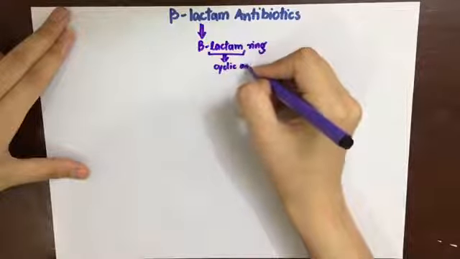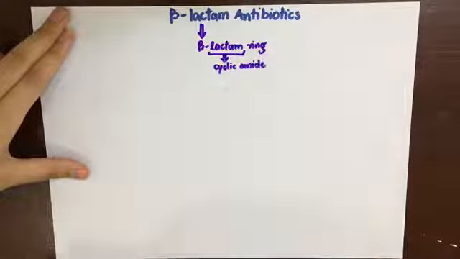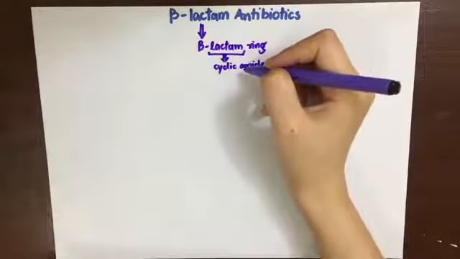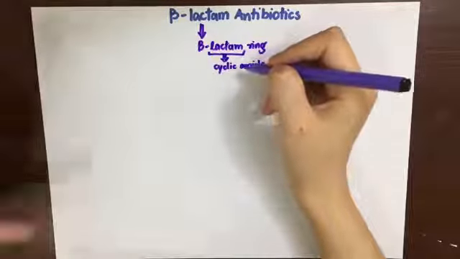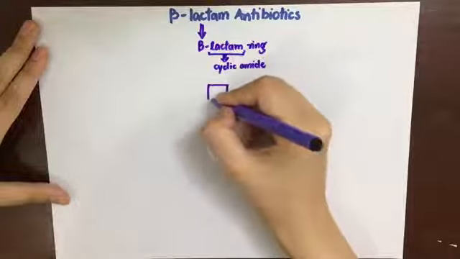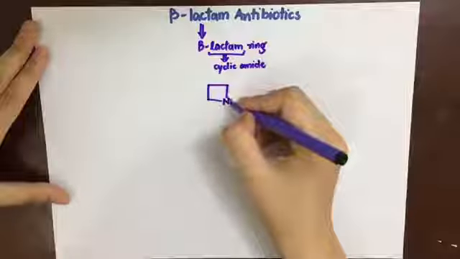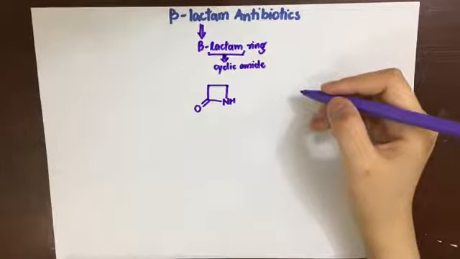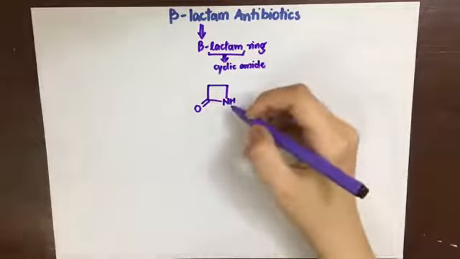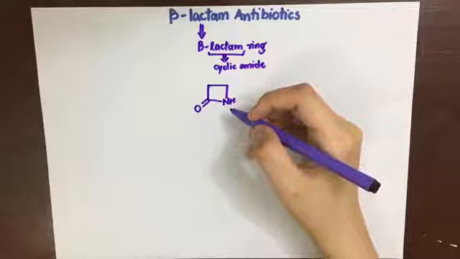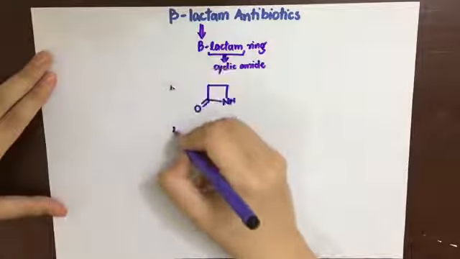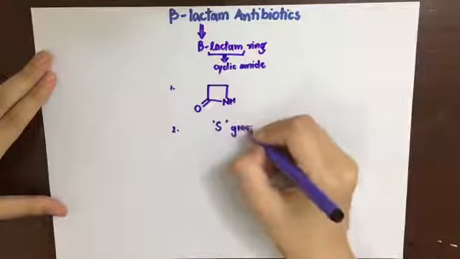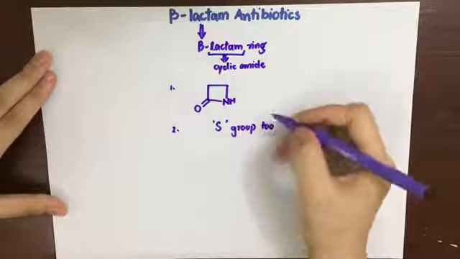Now, lactam is basically a cyclic amide. This beta-lactam has a square-shaped structure with a carbonyl group and an amide group. This is called beta-lactam because the nitrogen atom is attached to the beta carbon relative to the carbonyl group. It also has a sulfur group, for example, a thiazolidine ring in penicillins.